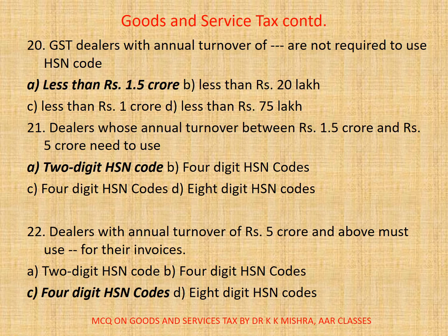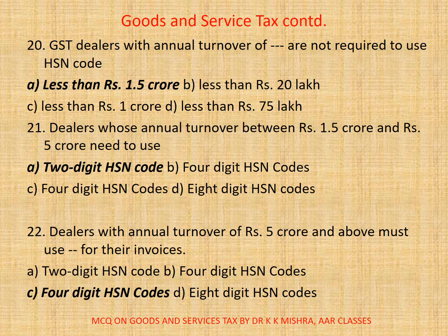21. Dealers whose annual turnover is between rupees 1.5 crore and rupees 5 crore need to use: A. 2-digit HSN code, B. 4-digit HSN codes, C. 4-digit SSN codes, D. 8-digit HSN codes. Here the correct option is A, 2-digit HSN code.